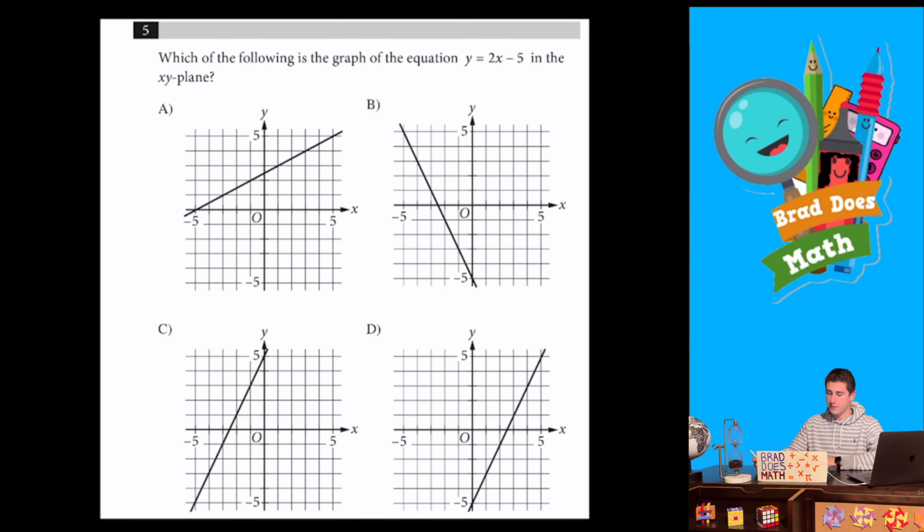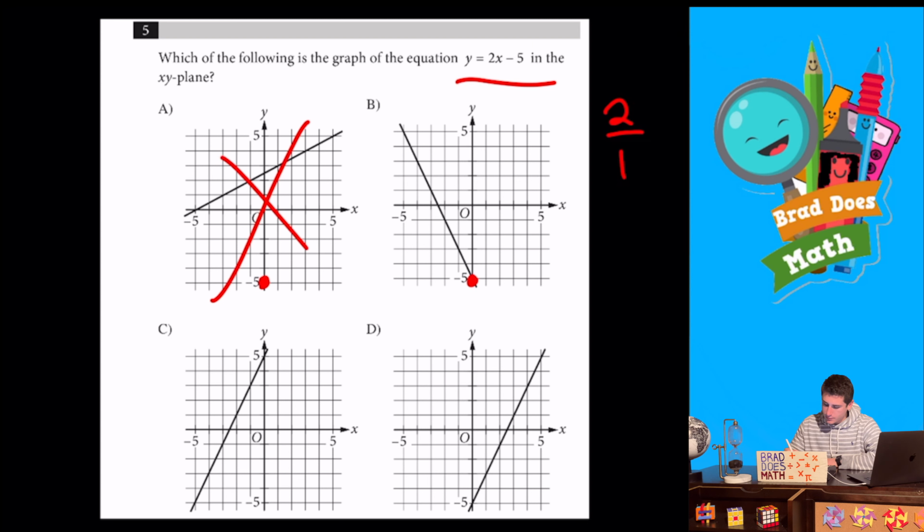Next question, number 5, we have an equation, and it says which one's the graph? Alrighty, positive slope of 2. So we should be going up 2 to the right 1. Positive slope means up and to the right or down and to the left. And then our y-intercept is -5. We should be starting down 5 on our graph.